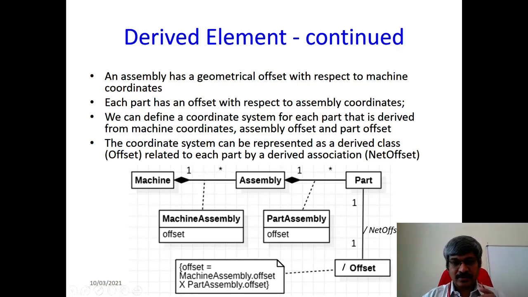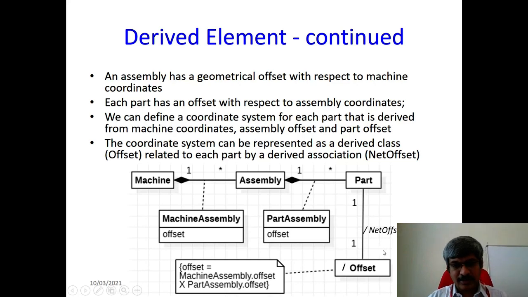That is what we are trying to do with a derived association, net offset. For each part, we are trying to have this new coordinate system, which is an offset with respect to the coordinate system of the machine and the offsets of both the assemblies and parts. The association is net offset. Hope that is clear. Since the class is slash offset, the slash is kept here, and for the assembly also you keep the slash.